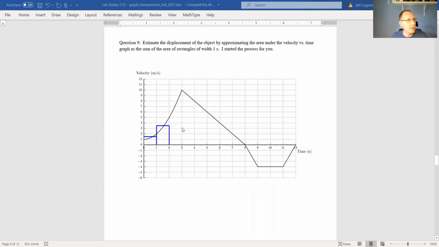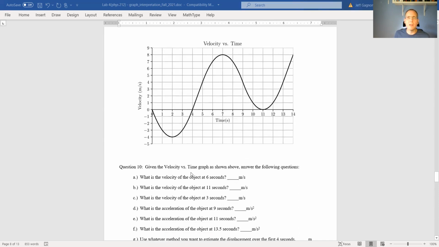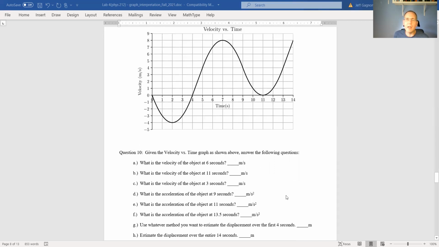Okay, and then once you've done that, Physics 207 will be done with this particular lab. Now, Physics 212, I added a few more questions here. So here's another velocity versus time graph. This is a little more complicated, okay, because it's curved quite a bit. So what I want you to do is, given this graph, answer these questions. Now, remember, if I ask you a question about velocity, like the first 3 questions here, you can just read it directly off of the graph.